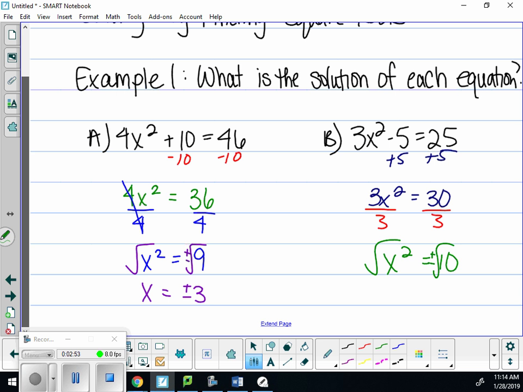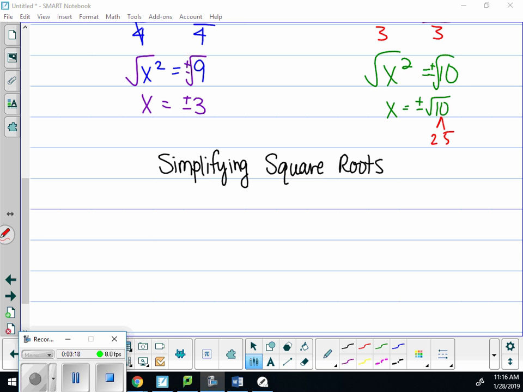Square root, square root. Now, what are we going to do with that? I do not want you to give me some random decimal answer. Nope. Now, in this case, you will leave it as positive or negative square root of 10. So if we break 10 down into its factors, we get 2 and 5. Neither 2 nor 5 are a perfect square. So we cannot simplify the square root of 10 any farther than that. Okay.